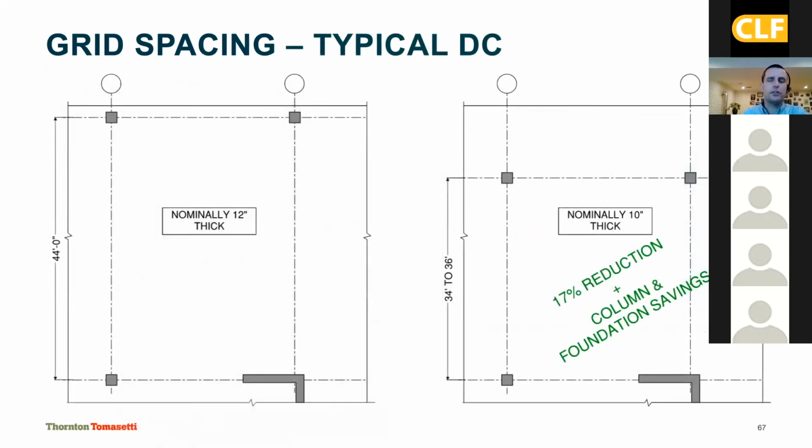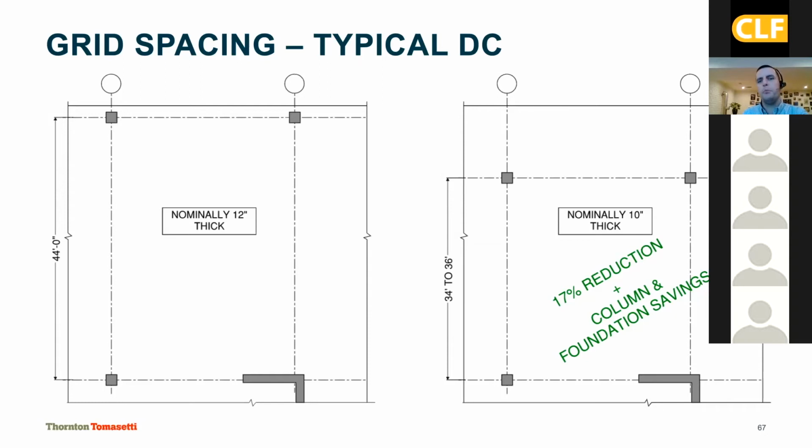And this is a more typical comparison that is going on a lot these days in the DC region. If you've got maybe 44 feet column to column to give you 45 feet from the core out to the face of glass, if you clear span that, it's nominally a 12-inch thick slab, post-tensioned. You might have capitals, you might have drop panels, or different systems that can be used. But let's say for this example, you're just using a 12-inch thick slab.